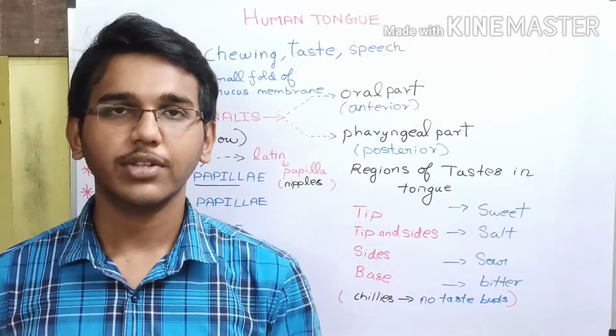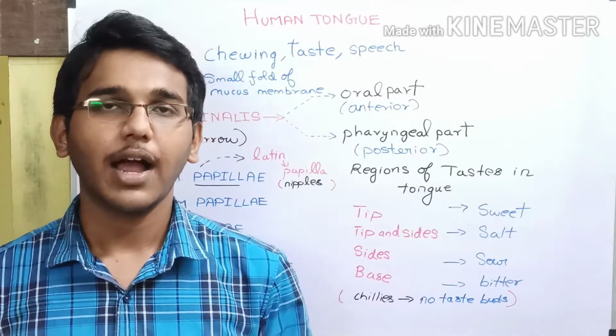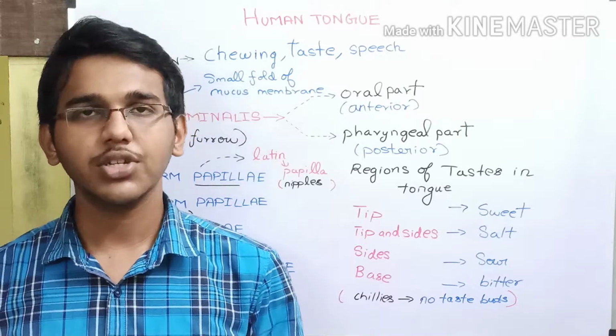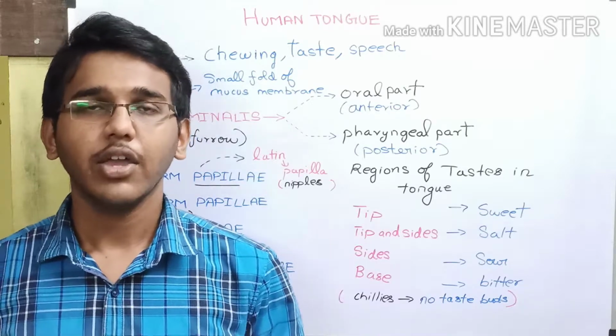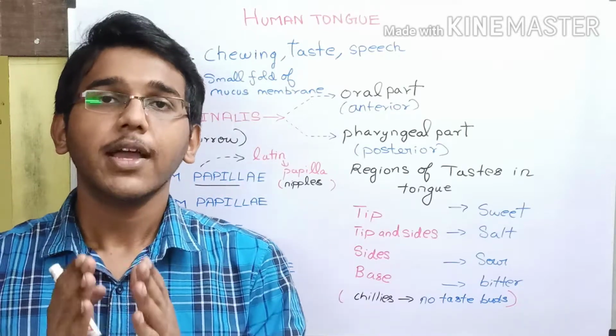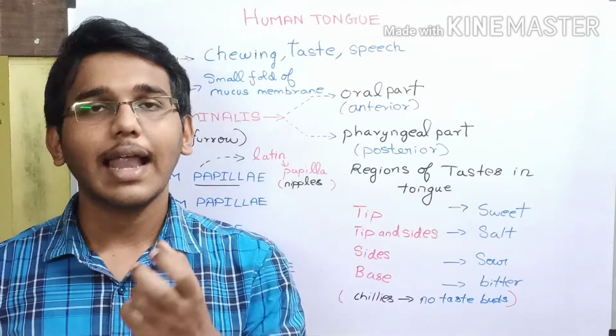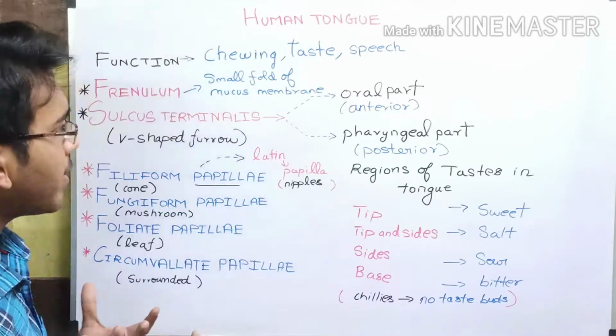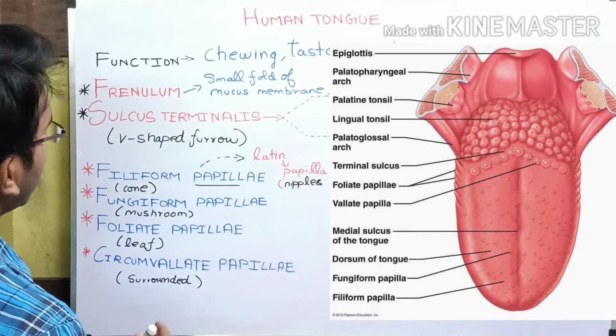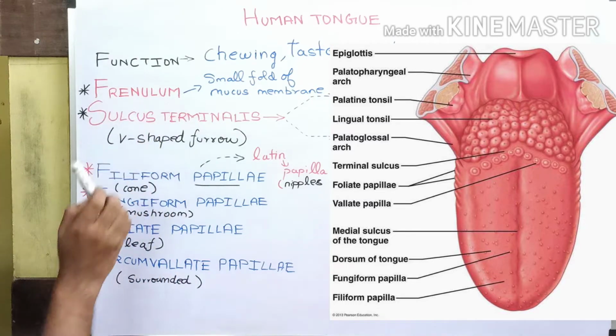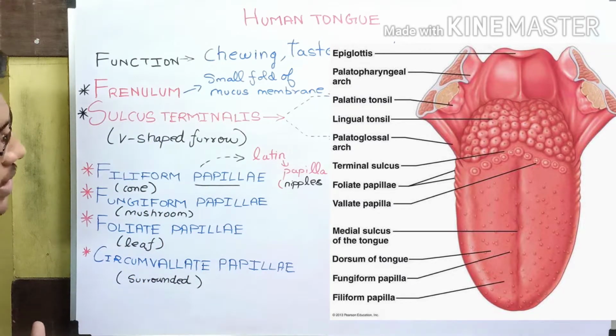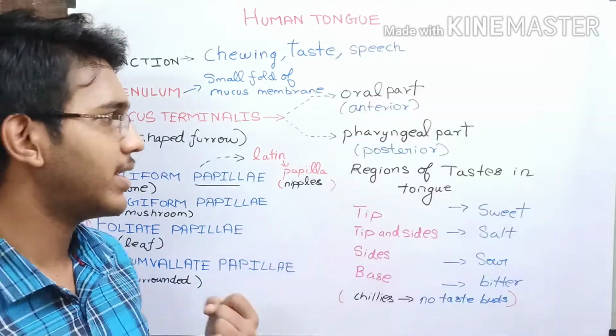So now we are clear with the functions of the tongue, and now let us discuss the structure and components of the tongue. If you see, the tongue is a voluntary muscle and a glandular organ. The components of the tongue include the frenulum, the sulcus terminalis, the papillae, and the regions of specific taste.